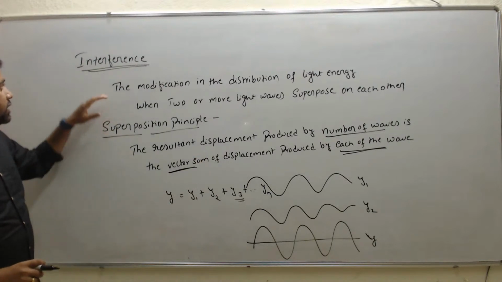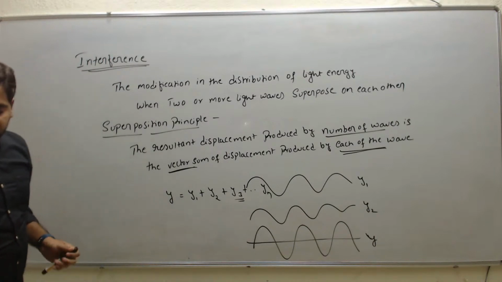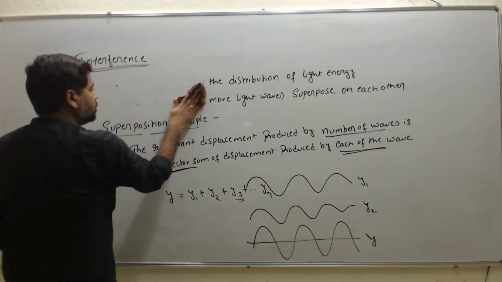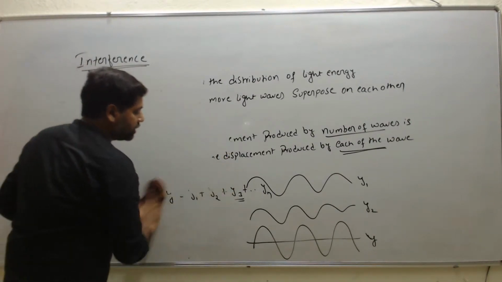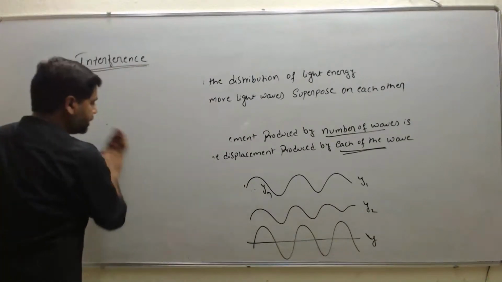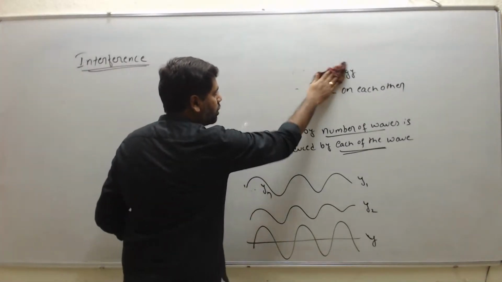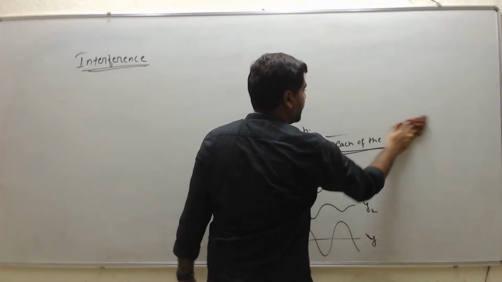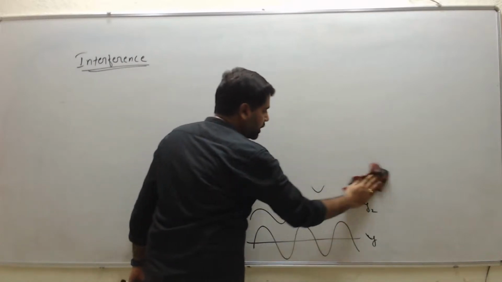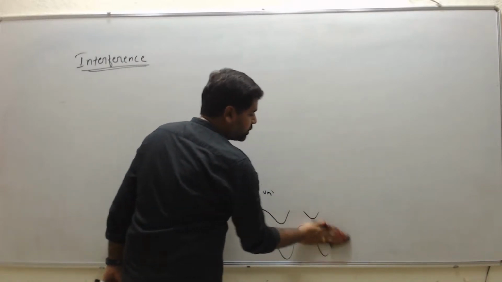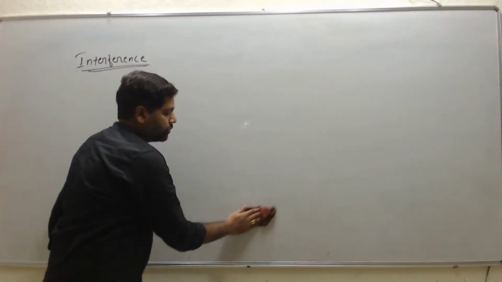Now we study interference by using the superposition principle by considering a few cases. First, we know what interference is: the redistribution of light energy when two or more waves superpose, that is overlap on one another, then we get interference. The principle of superposition states that the resultant displacement is equal to the vector sum of the individual displacements produced by each wave.